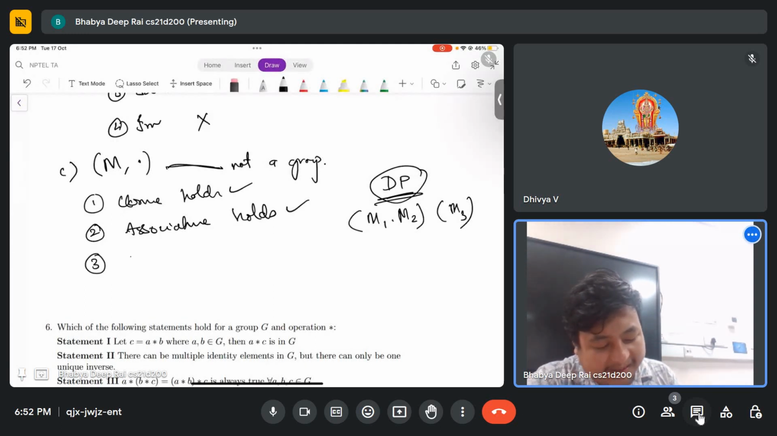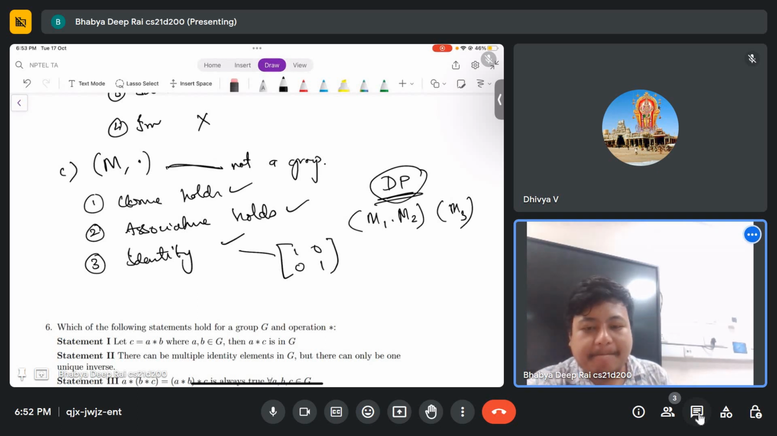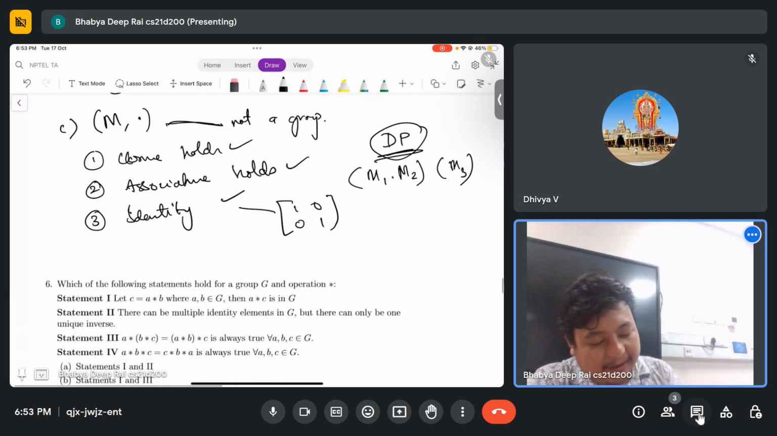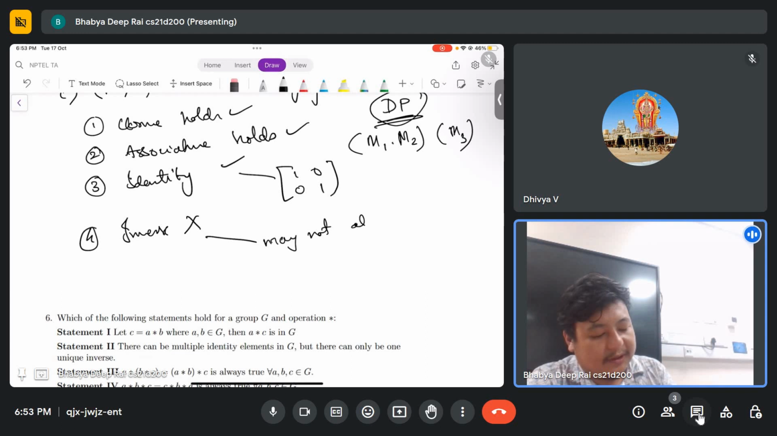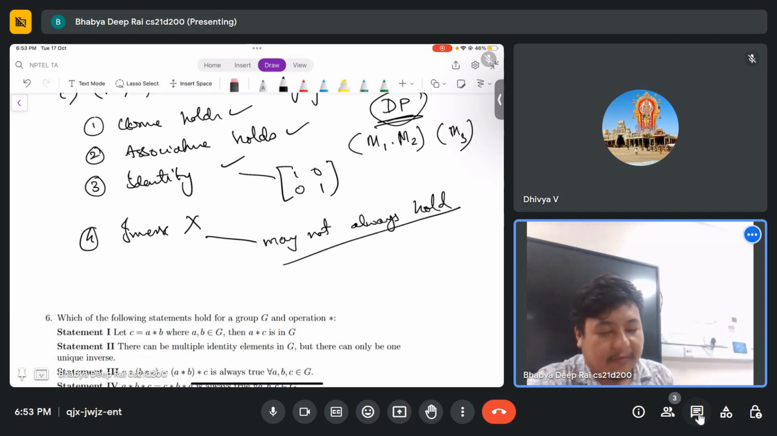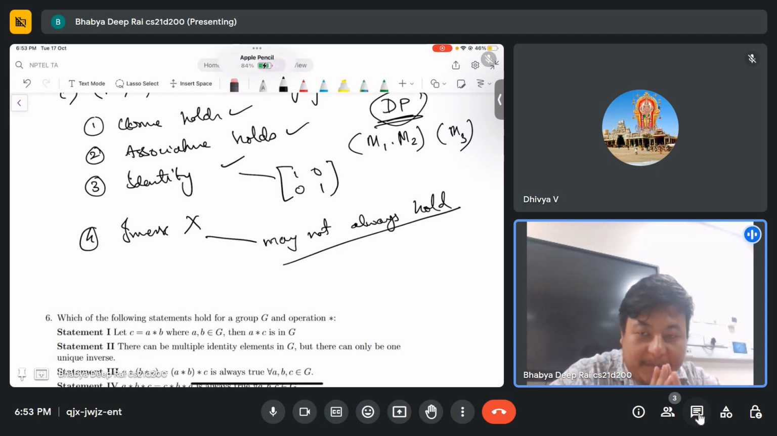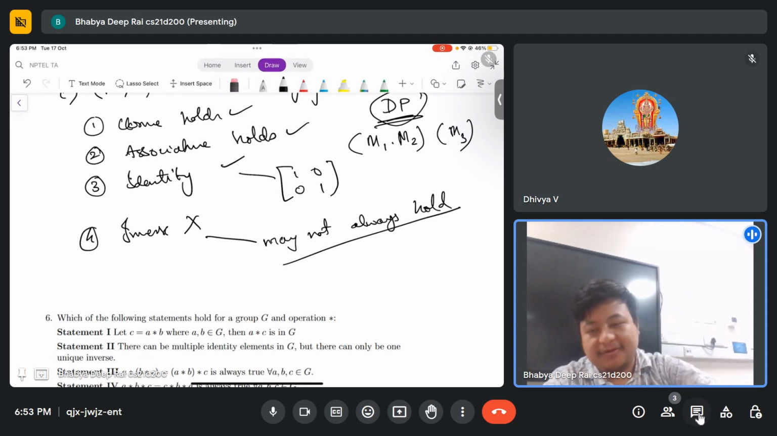Next thing is identity. This too holds, because we have something called the identity matrix. Anything multiplied with the identity matrix will give you the matrix itself. But inverse is a problem. It may not always hold. If I change the question to a set of all invertible matrices, or all non-zero determinant matrices, then the inverse exists. But the inverse of a matrix does not always exist; there is a test for that in linear algebra. So this is not a group.